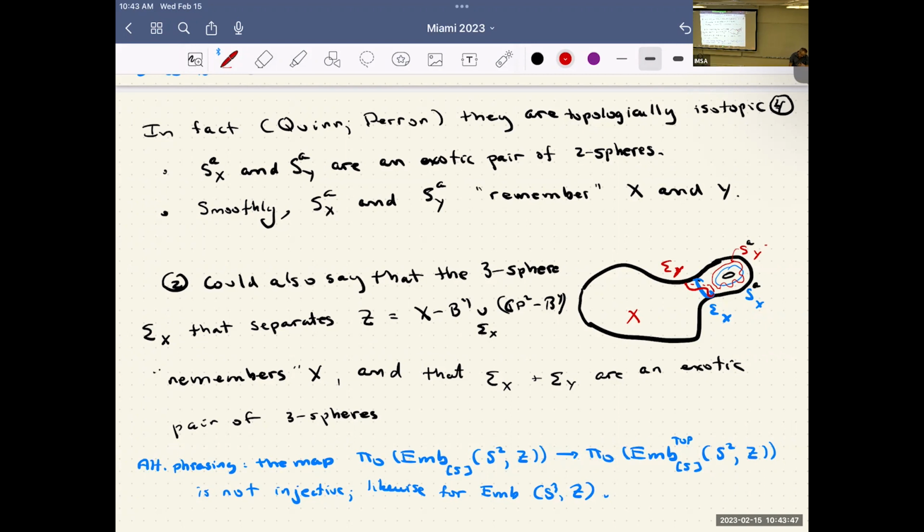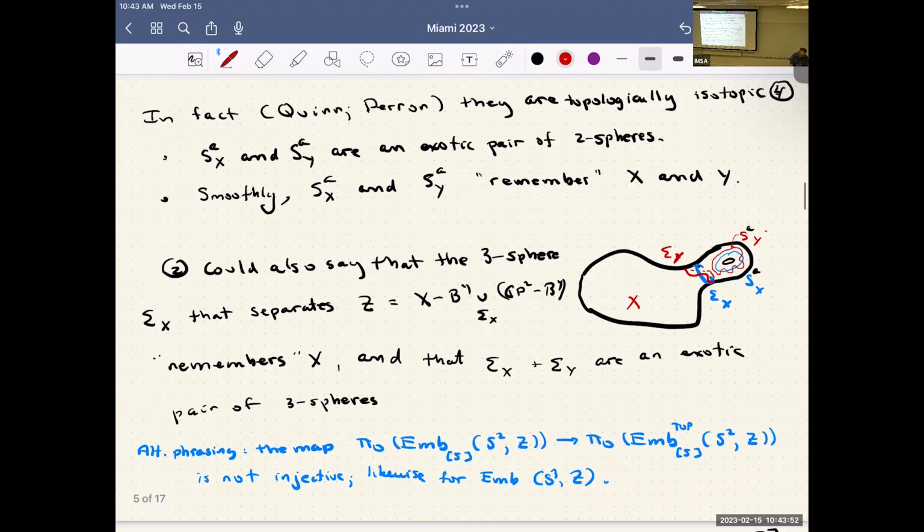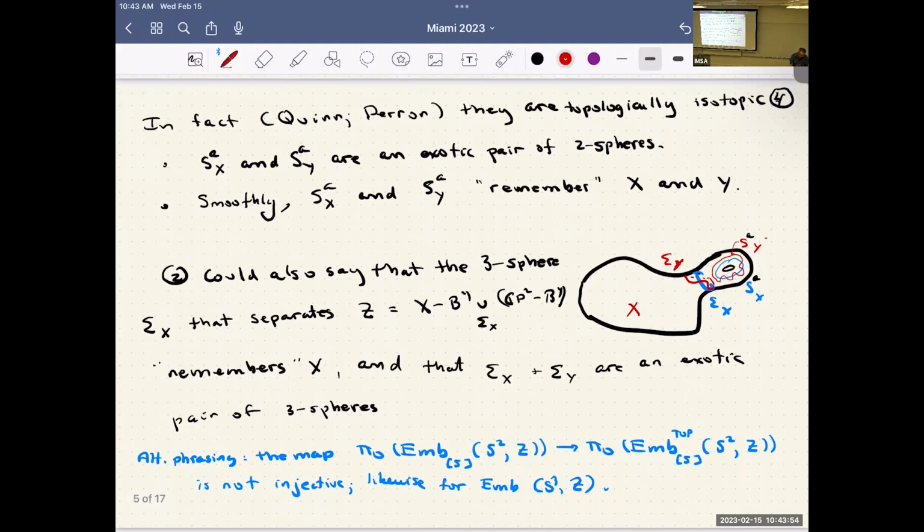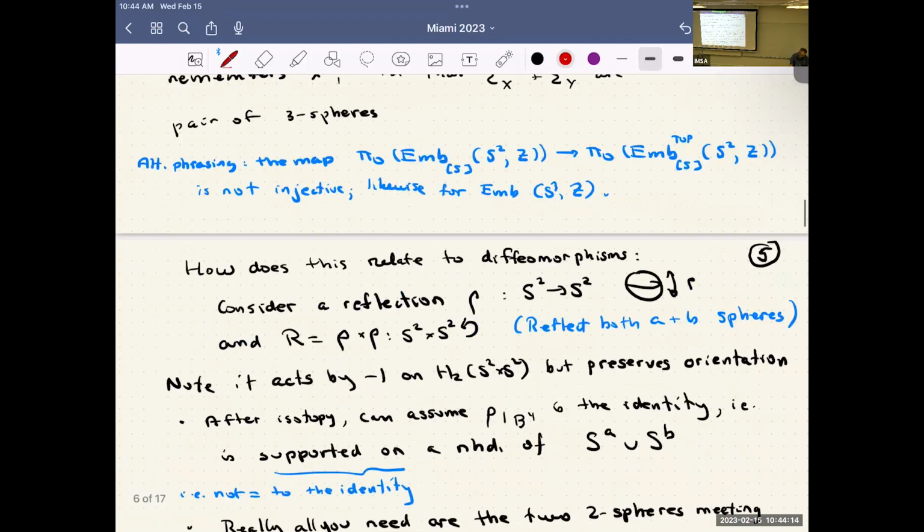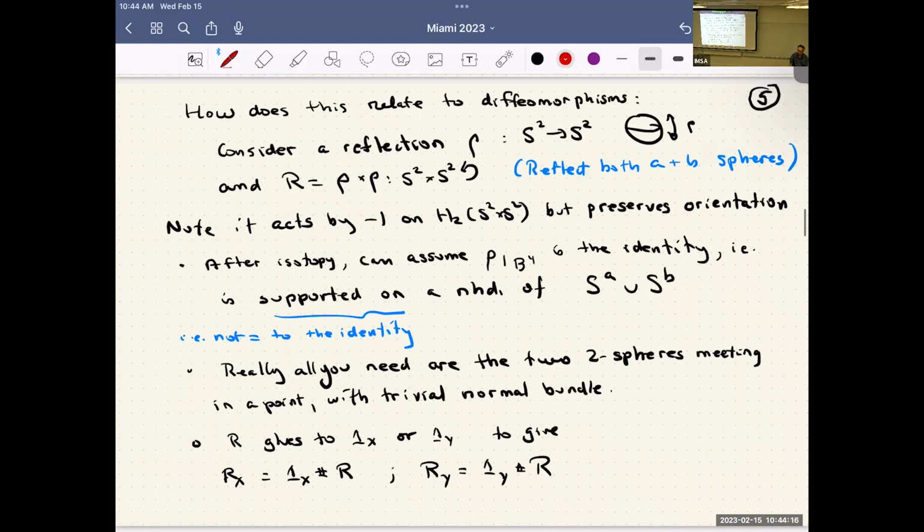Here's a fancy way of saying something very simple, which I just outlined. You can think of these as saying something about path components of embeddings. So why would I bother? Because a few slides down the line, I'm going to say something about other homotopy groups of these spaces. That's just about submanifolds, but there's a more subtle thing.